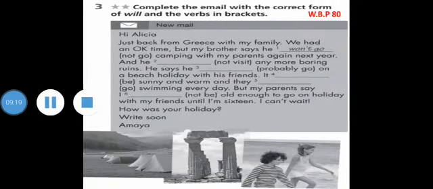Now let's move to question number 3 together. Complete the email with the correct form of will and the verbs in brackets. You have 1 minute to do it. Begin, my shining stars. Pay attention that the brackets may contain not plus a verb. Okay. Let's have a look at your answers.